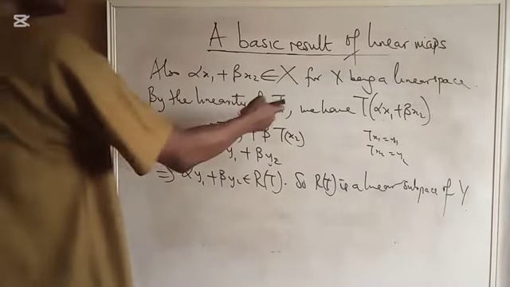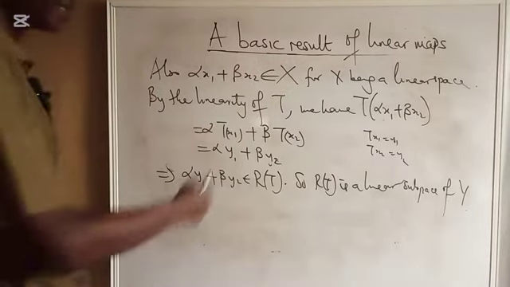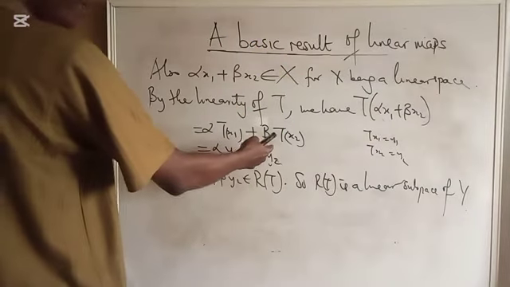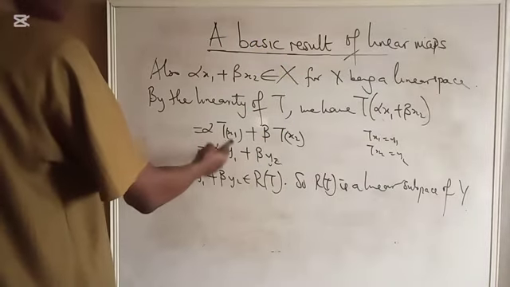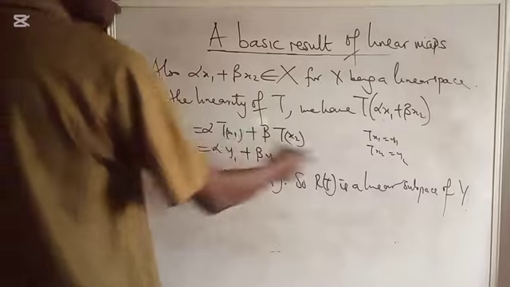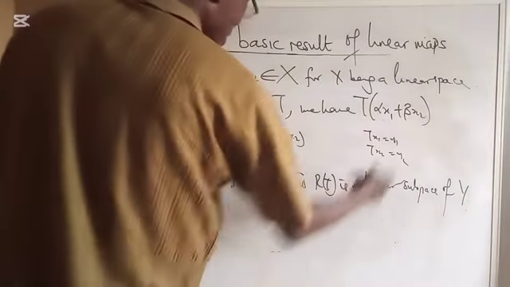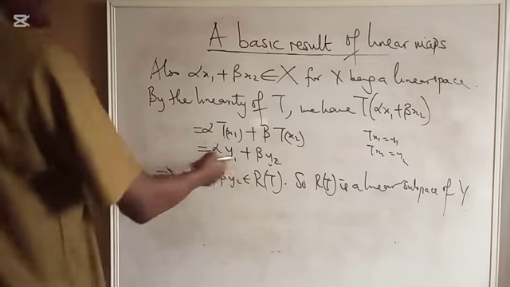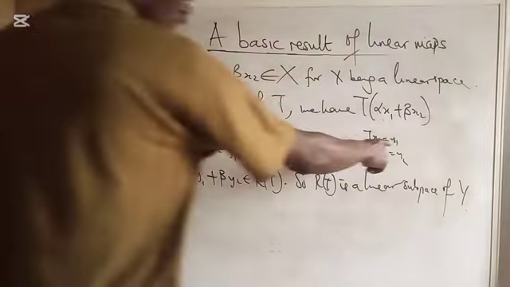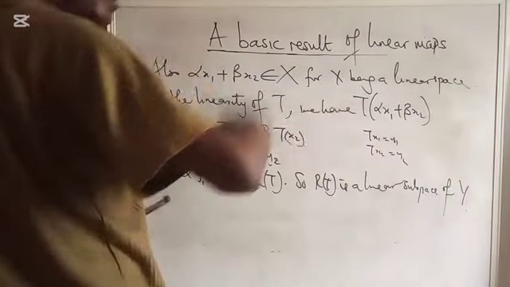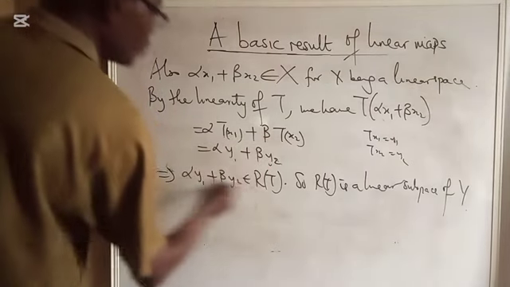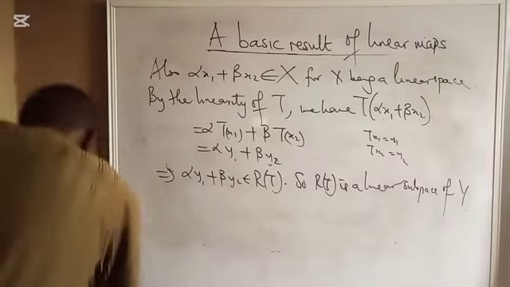And by the linearity of T, because T, according to the hypothesis, is a linear map, we have T of this plus T of that, which is equal to this. So when you factor out your alpha, you get alpha T of X1 plus beta T of X2. T of X1 already is Y1, T of X2 is what? Y2. So with this, it implies that alpha Y1 plus beta Y2 is in the range of T, because Y1 and Y2 are already in R of T, which is the range of T.